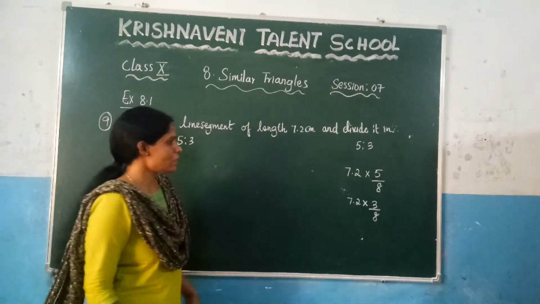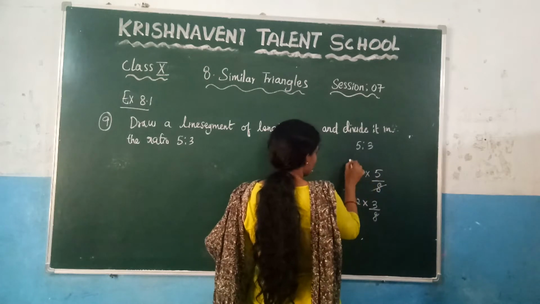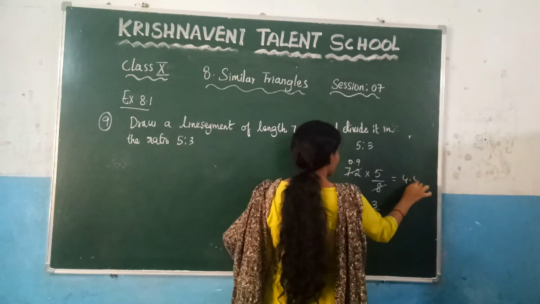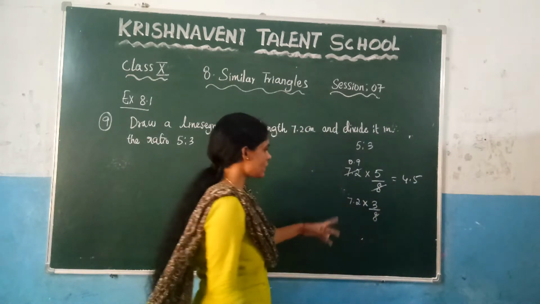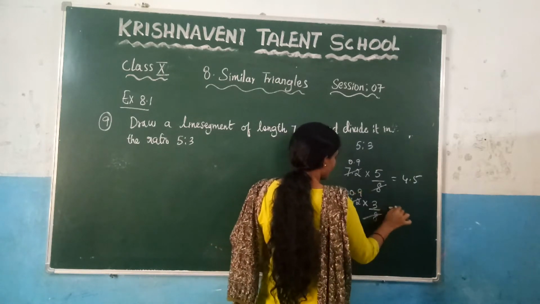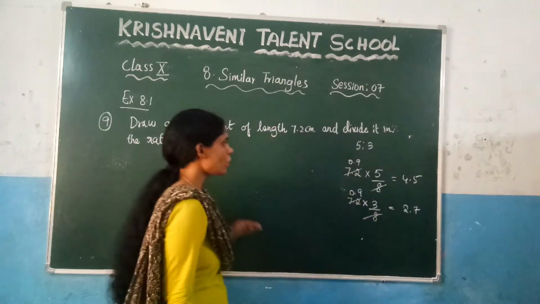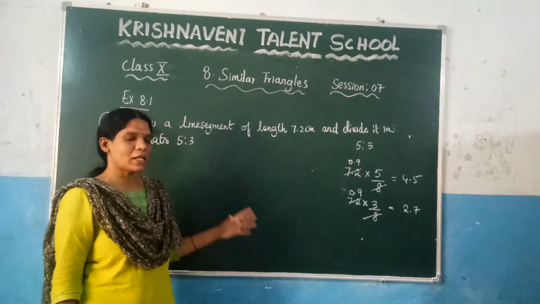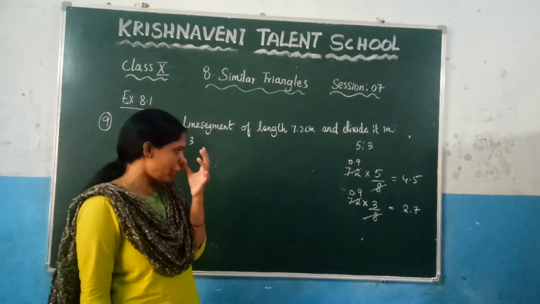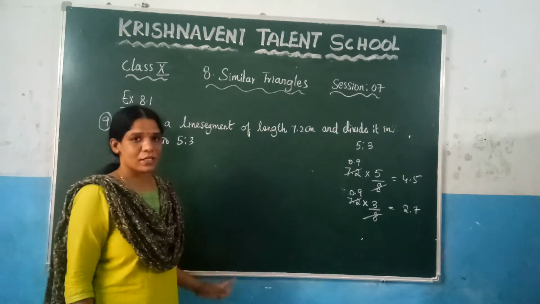So what is the measure you will get here? You know that 8 9s are 72. So you have to get here 4.5. Similarly here 8 9s are 72, and after that here what you get, 9 3s are 27, which gives you 2.7. So you need to draw one line segment and you have to divide that line segment into the parts which is 4.5 and 2.7 by using the similar triangles concept.